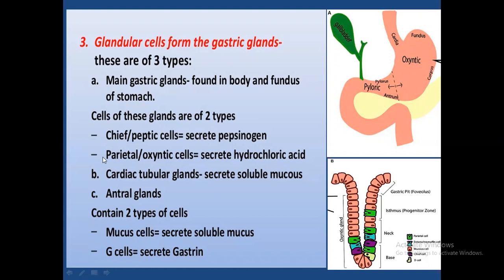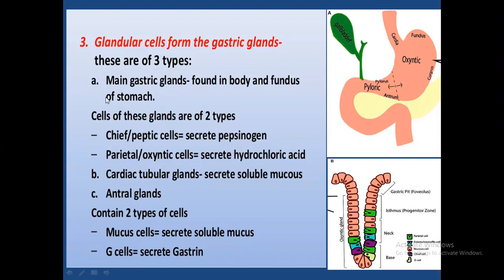And next, another type of cells present in the gastric gland are parietal cells or oxyntic cells. These parietal or oxyntic cells are producing the HCl or hydrochloric acid. These two kinds of substances are produced from the gastric gland. One is pepsinogen, another one is HCl. Pepsinogen is produced from the chief cells and hydrochloric acid is produced from the parietal cells or oxyntic cells.